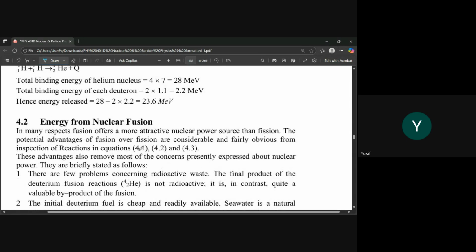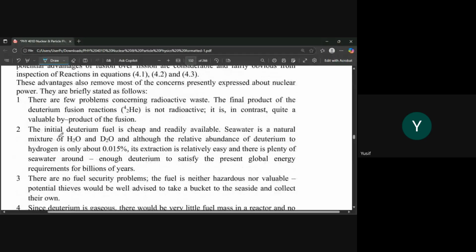Energy from the nuclear fusion. So in many respects, fusion offers a more attractive nuclear power source than fission. The potential advantages of fusion over fission are considerable and fairly obvious from inspection of reactions of equation 4.1 and the previous equations. These advantages also remove most of the concerns presently expressed about nuclear power. They are briefly stated as follows. So the advantages of the nuclear fusion are what are stated here.